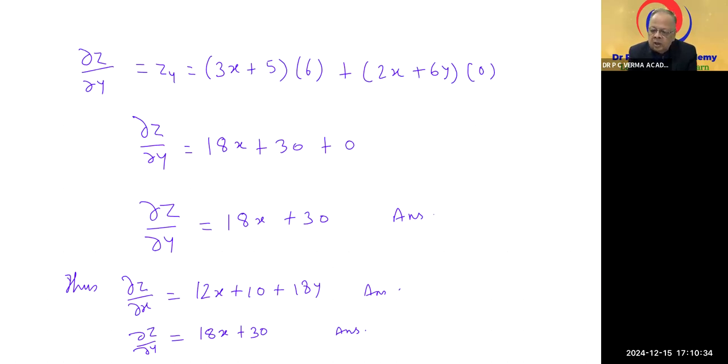And those who are appearing in All India Economic Services, they get very good marks from this mathematical economics, in terms of microeconomics or macroeconomics. This is given. You will have to calculate.